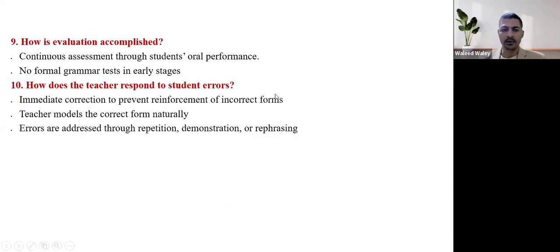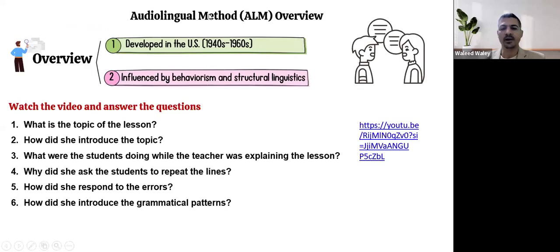Okay, and also here, how is the evaluation? You can read them. And we have a different method, which is audio-lingual method, ALM. And here, it was developed in the US, 1940s and 1960s, influenced by behaviorism and structural linguistics. And you know behaviorism, but they didn't study it with me in the previous session.